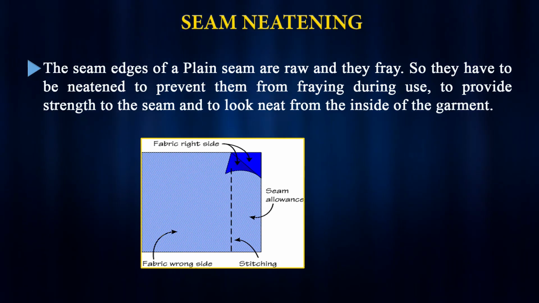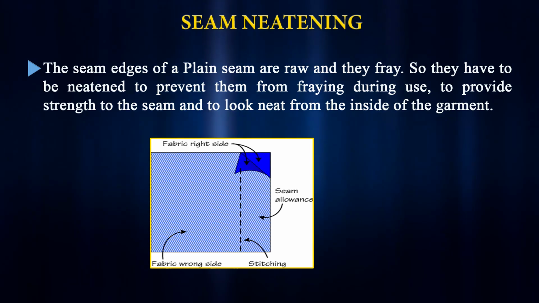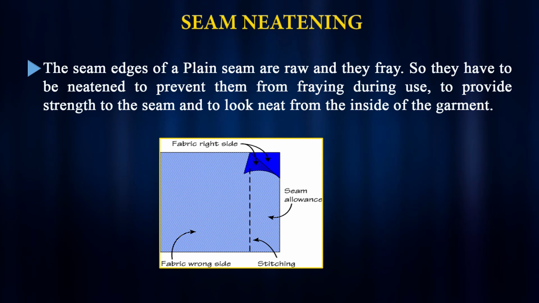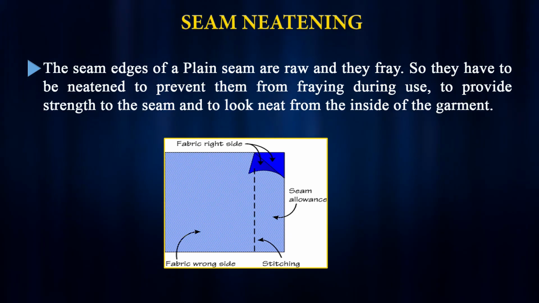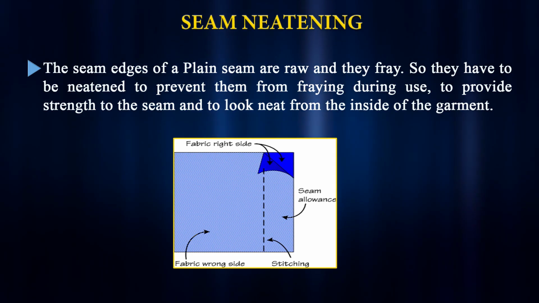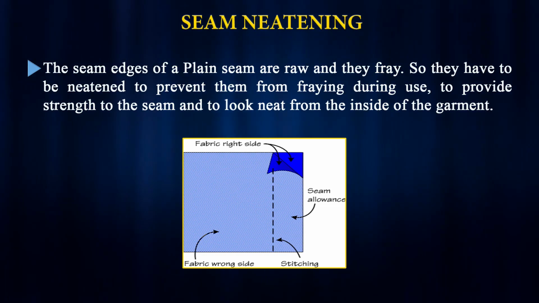So they have to be neatened to prevent fraying during use. If we do not neaten the seam, when we use or wear the garment, the threads will be coming out. So to provide strength to the seam and make it look neat from inside the garment, we do the seam neatening process. Various methods of neatening the raw edges of the plain seam are there. So there are 5 methods we use for seam neatening.